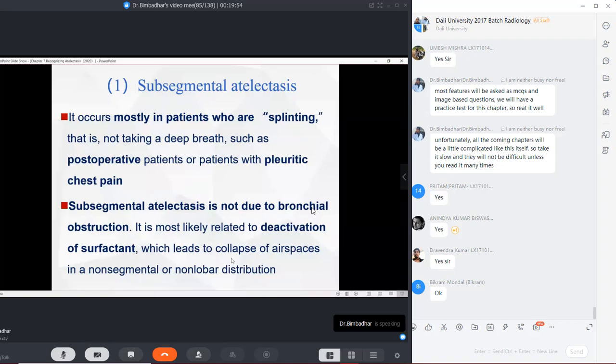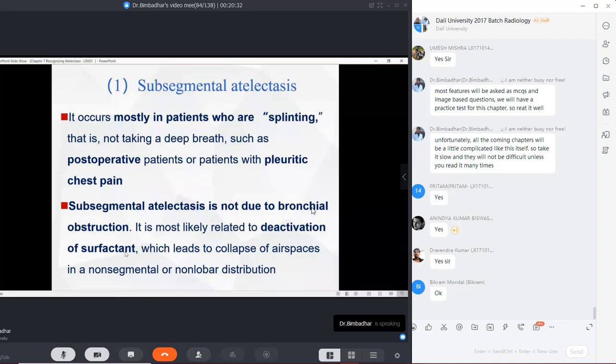Did you understand this concept? How do I relate it clinically? These patients present with pleuritic chest pain. Because they are afraid to breathe in as the pain aggravates, they attempt to take very short breaths, which eventually causes tachypnea. Tachypnea means increased respiratory cycles. Subsegmental atelectasis is not due to bronchial obstruction, but is related to the deactivation of the surfactants.